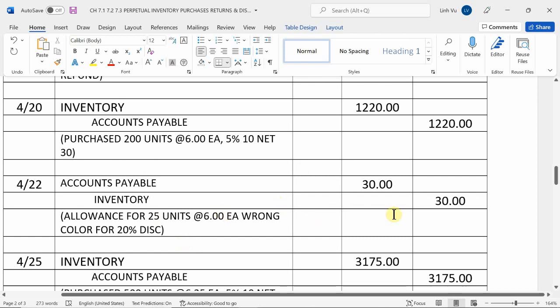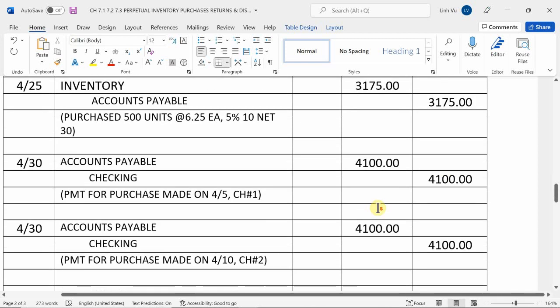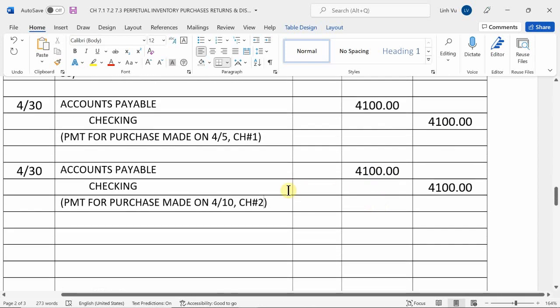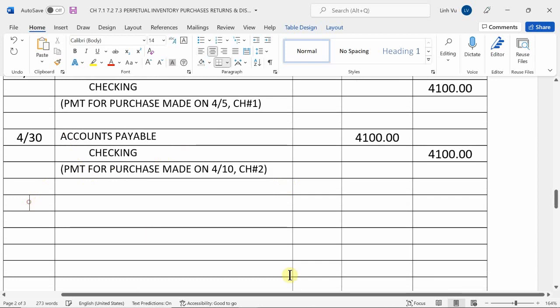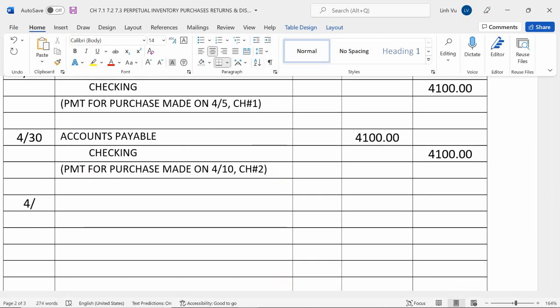So how much do I actually owe now? You owe $1,170. Is that within the 10 days though? Well, let's see. What's 10 days from April 20th? The 30th. And when am I paying? The 30th. So now we recognize we have a discount. So this time, how am I going to journalize this discount?